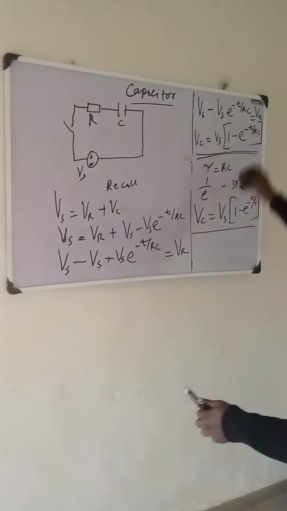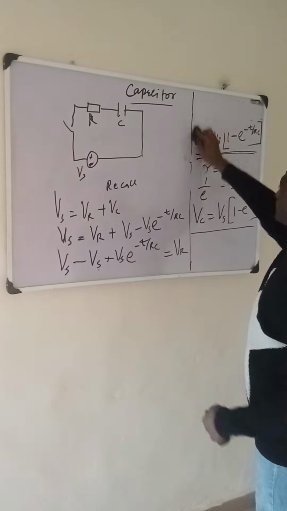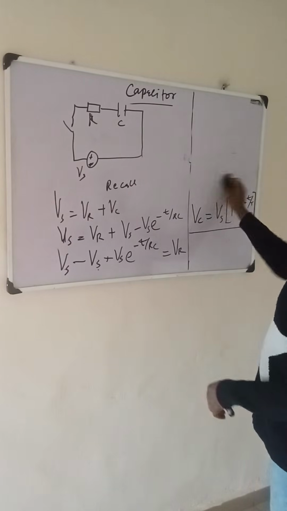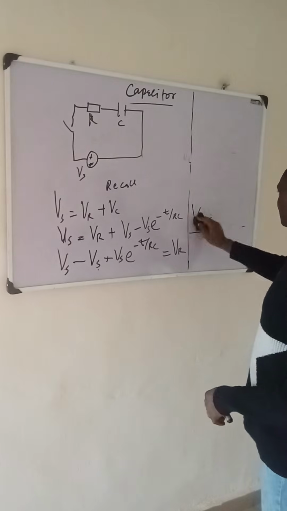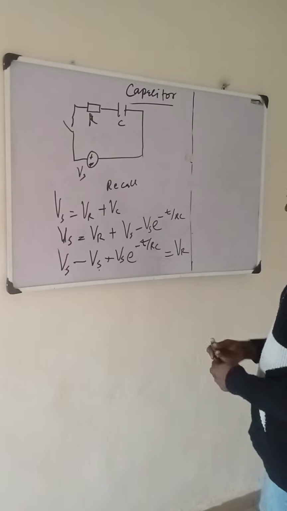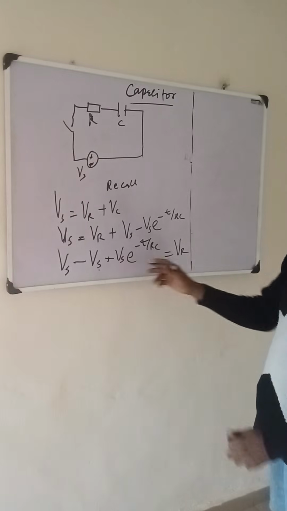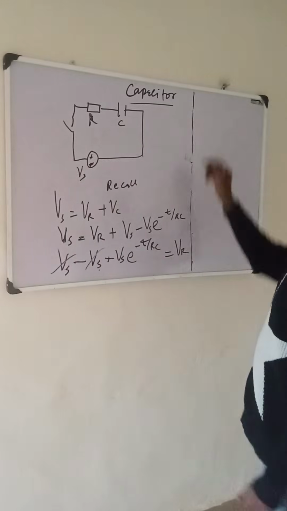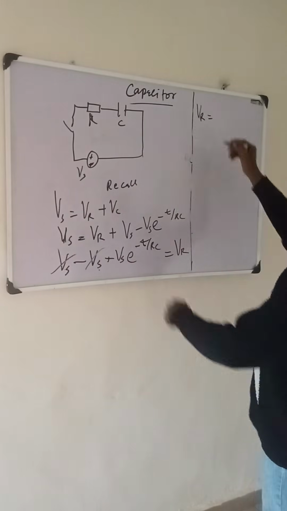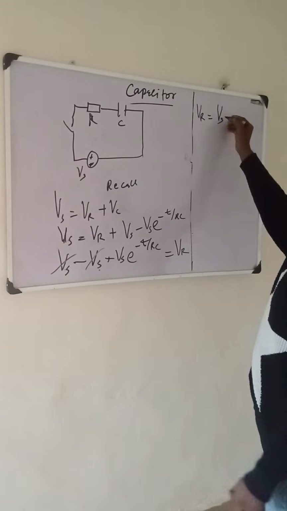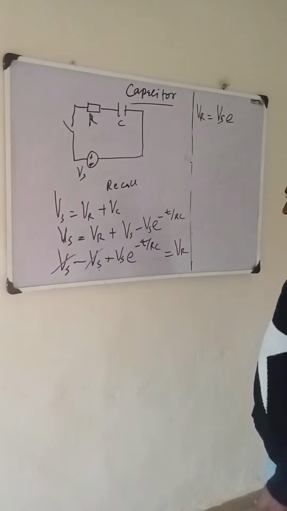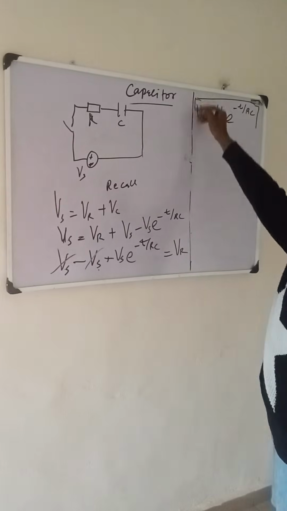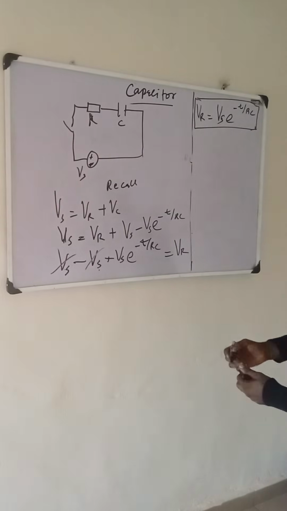If you look very well, you will see that we are almost done with this. What do we achieve? From here, it is possible for us to see that these two will vanish. So the voltage across the resistor is the voltage source multiplied by e raised to the power minus t all over RC. This is a beautiful equation.